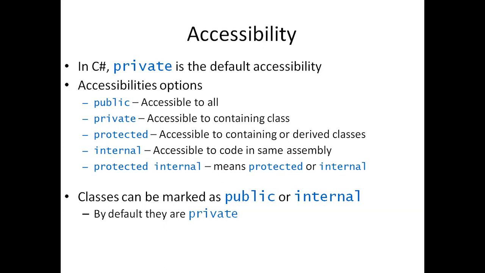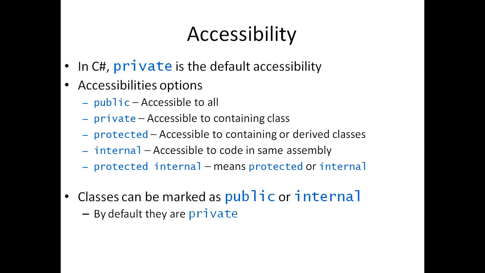And internal is accessible to code in the same assembly. When we define any variable or class as internal, then it will be used inside the whole assembly but not outside the assembly. And protected internal has both properties, protected as well as internal. A protected internal variable or class will be used in the same assembly, and it will be used in the derived class and containing class also. So we have two properties, protected as well as internal, in the same variable.